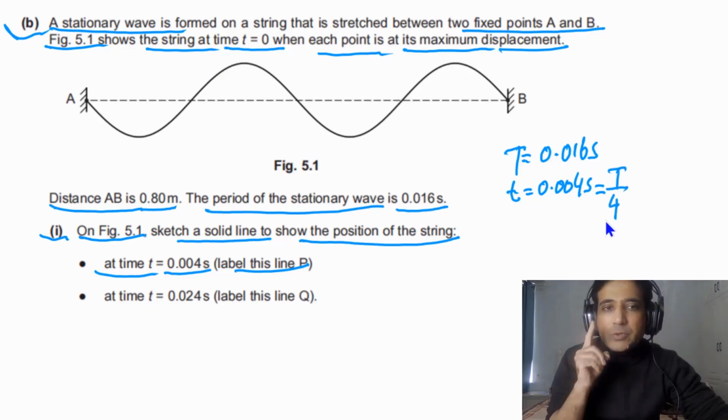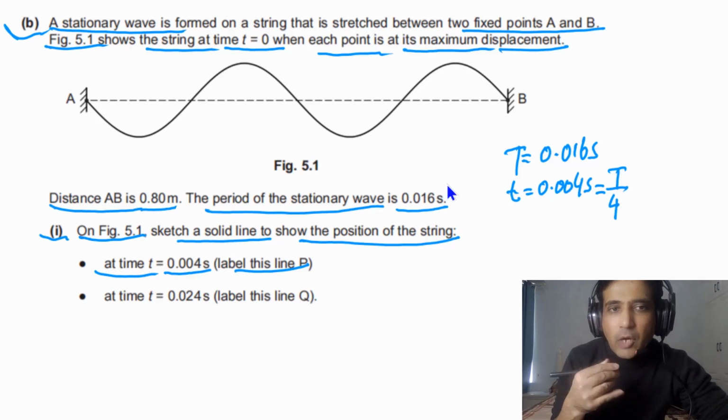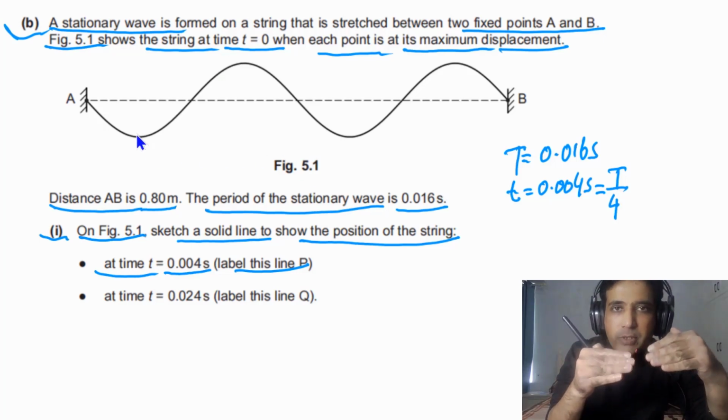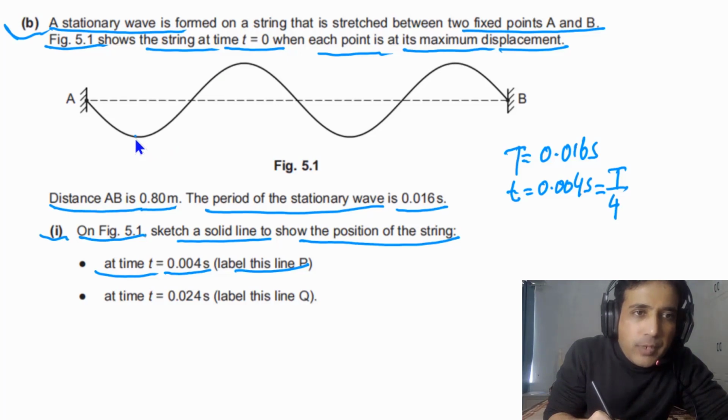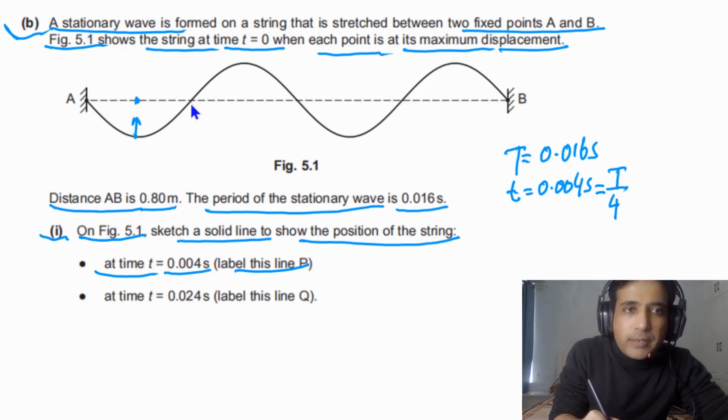So this is the first thing we need to understand. Now we need to understand where this string will be after T by 4. If you look at this particle, for example, after T by 4, this particle will be here. So this particle will go up and reach this point. And all the particles between these two nodes will reach the equilibrium. If I take one particle here, this will go up. After T by 4, this particle will be here.